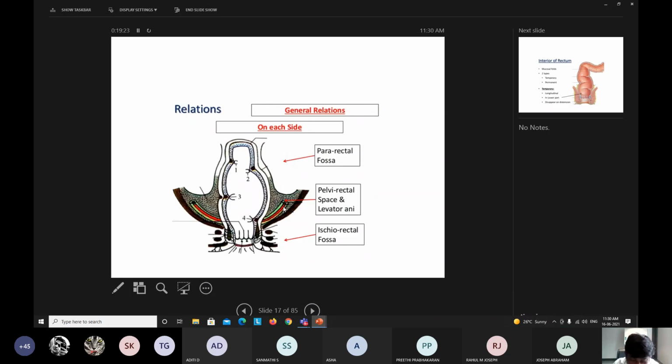On each side again, this is repeated. On each side you have the pararectal fossa, and along with that you have the pelvirectal space with levator muscles, and also either side, just below this, we have the ischiorectal fossa, that comes in the anal canal.